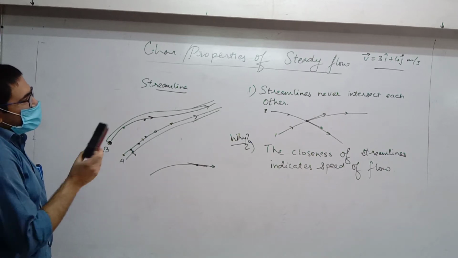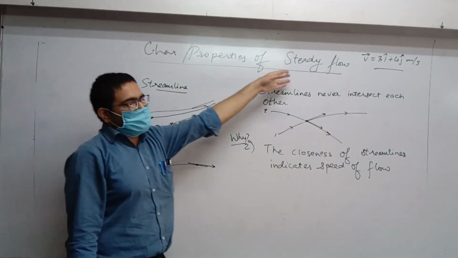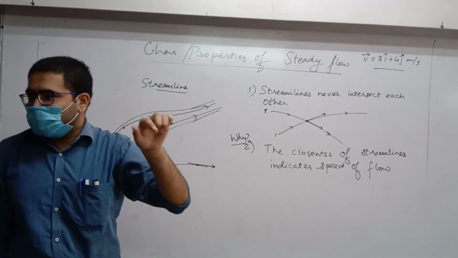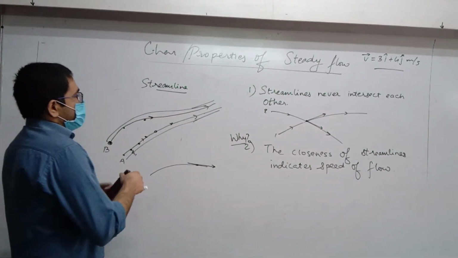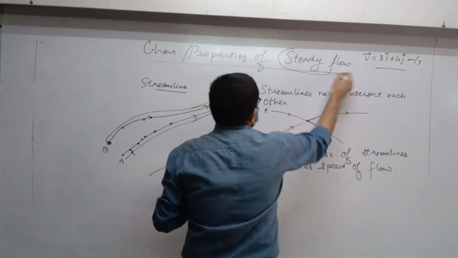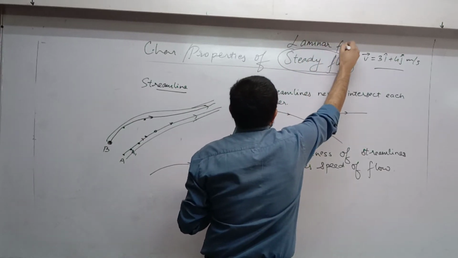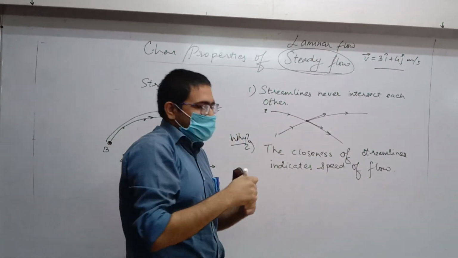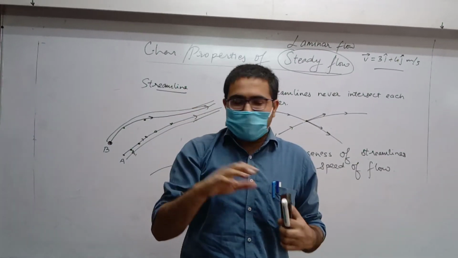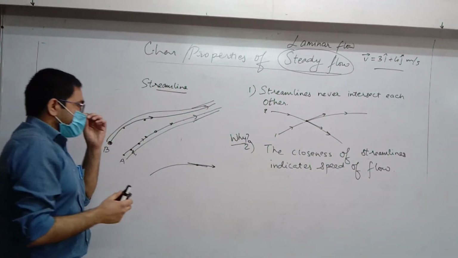The name that comes to mind for streamline flow or steady flow is laminar flow. Laminar actually means layers. So that would mean that the fluid is flowing in layers.